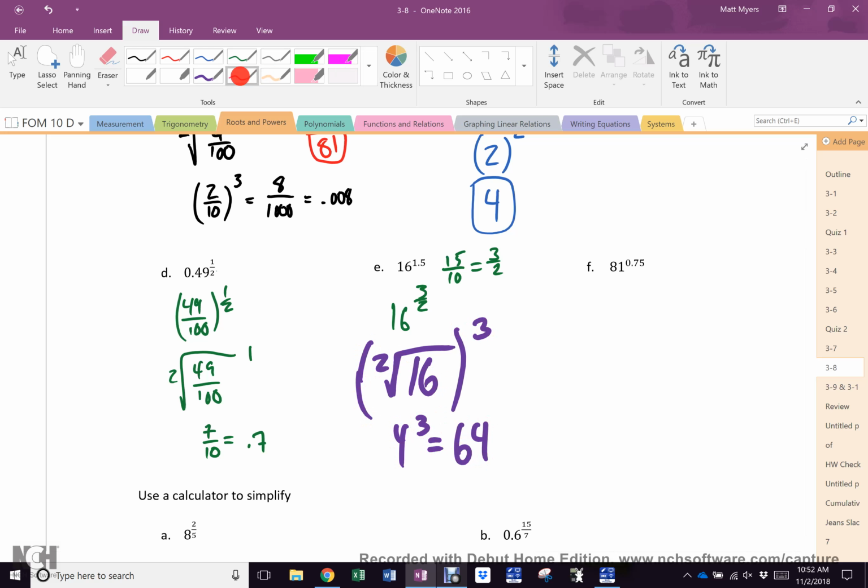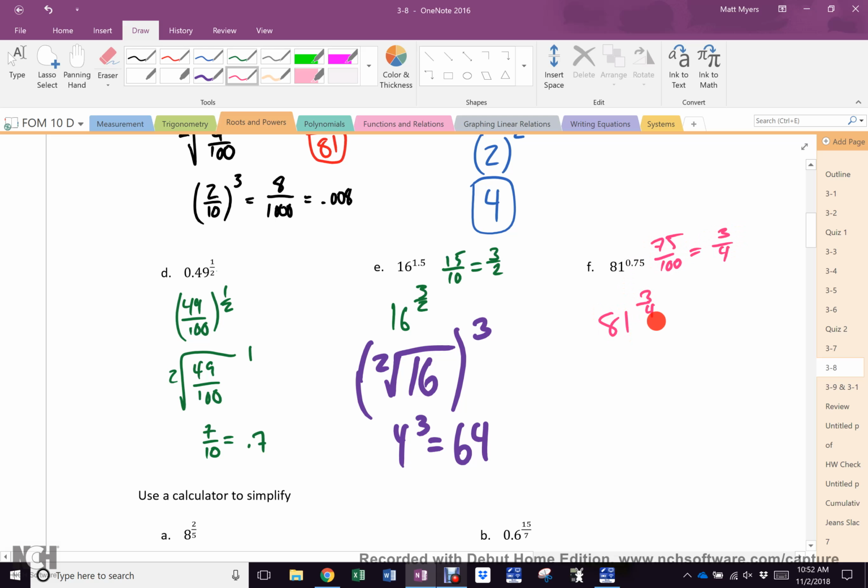What makes F difficult? A decimal. What should I do with every decimal I see? Make it into a fraction. See how I am making you people conquer your fear of fractions by dealing with them? Yeah. I'm glad. What is that? 75 over 100, which is 3/4, because 75 cents is 3/4. So that is 81 to the 3/4.